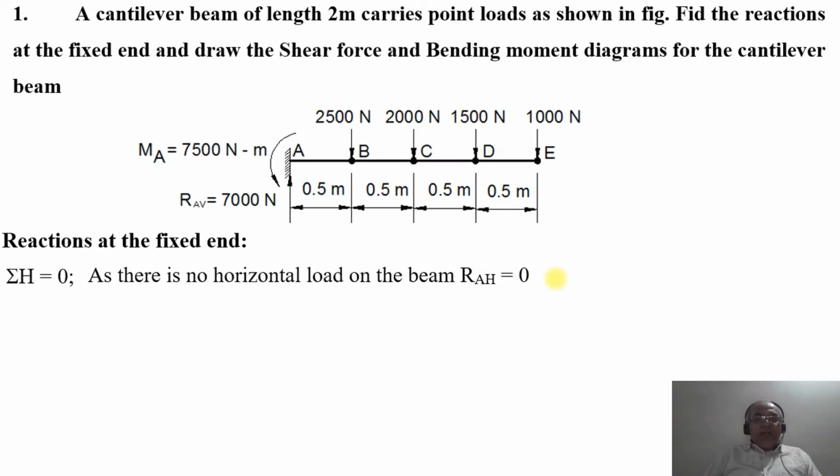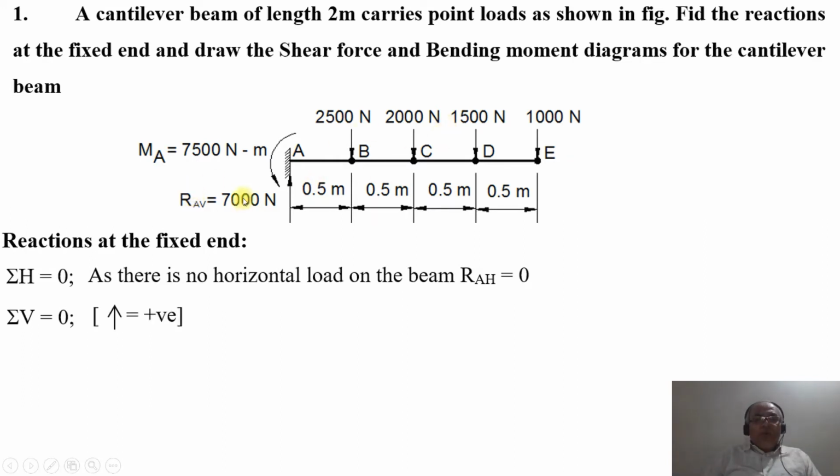Now the next condition is to consider the sum of all the vertical forces acting on the beam. As we know, all the loads are acting downwards, so in order to keep the beam in equilibrium, we have to have a reaction acting upward at the fixed end A in the vertical direction. What will be the value of RAV? We need to find out. The condition is that the sum of all the vertical forces acting on the beam should be equal to 0, that is, sigma V is equal to 0.